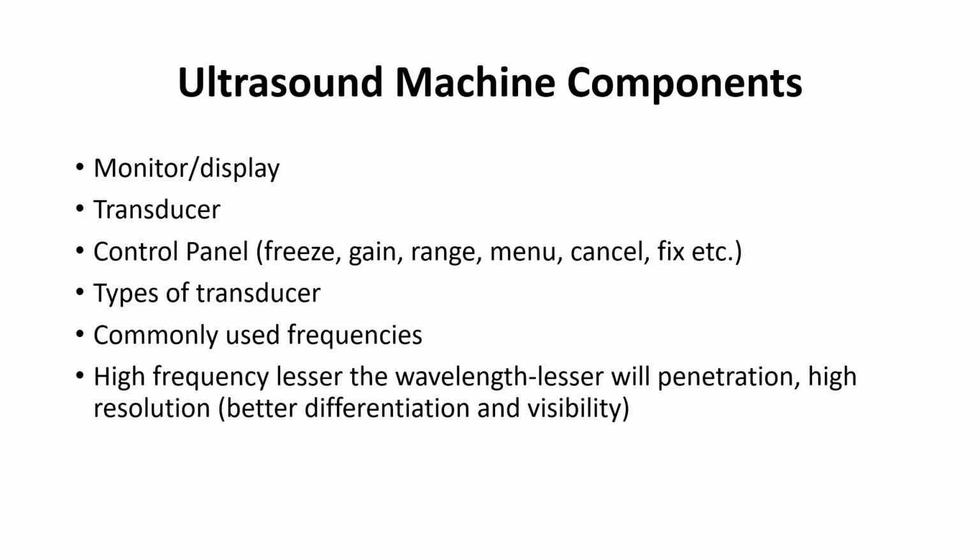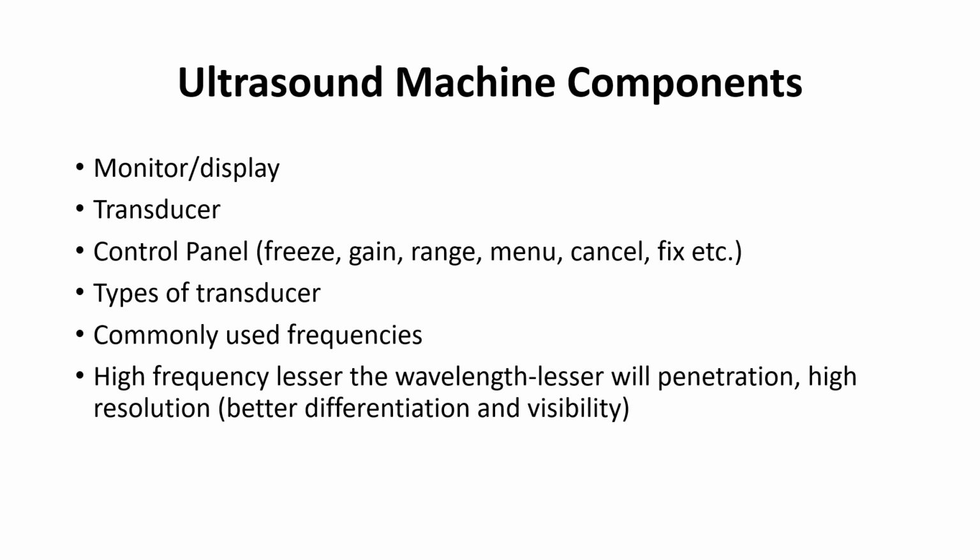And the ultrasound machine consists of a monitor that gives the display, and the second part is the transducer that scans the objects or the specific organs you want to scan. And the machine has a control panel that has freeze, gain, range, menu, cancel, and fix buttons, and by using these buttons you can operate the ultrasound. And there are various types of transducers which we will elaborate in coming slides.